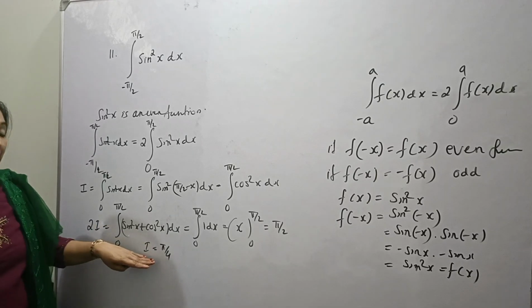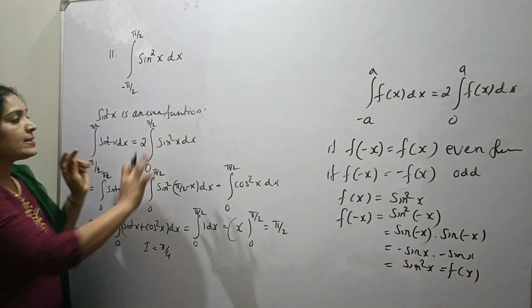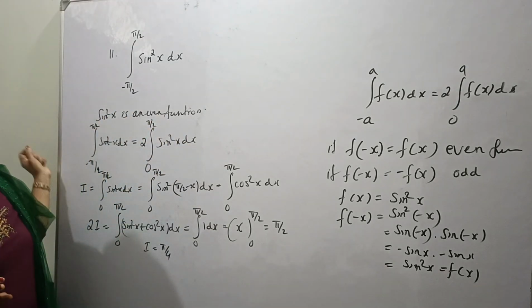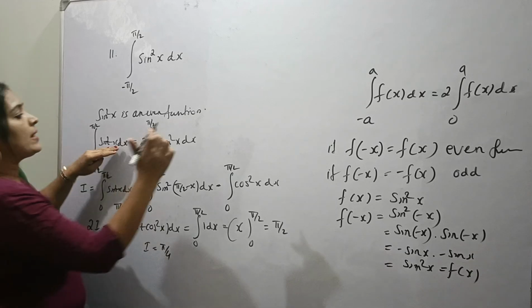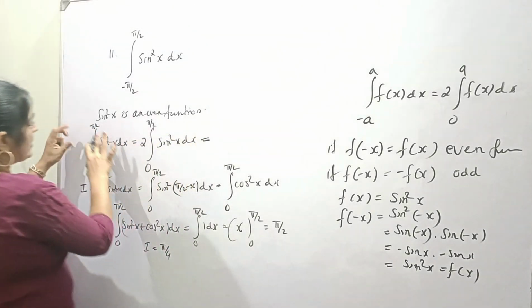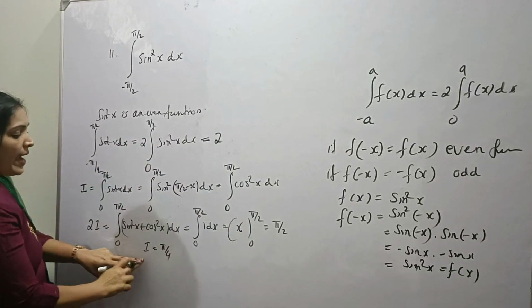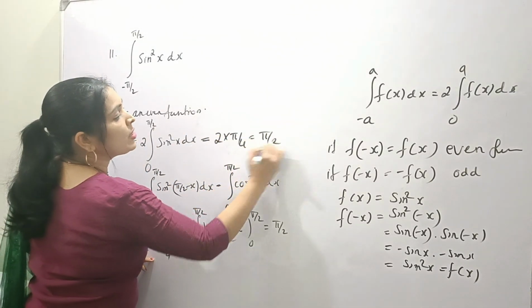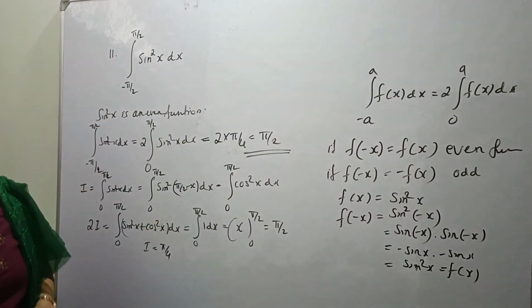Okay. So, what is I here? Not this one. I is this one. We have taken this integral as I. So, we have to evaluate this integral. This integral is nothing but 2 into I. What is I? I is equal to pi by 4. 2 into pi by 4, that is pi by 2. So, pi by 2 is the value of this integral.